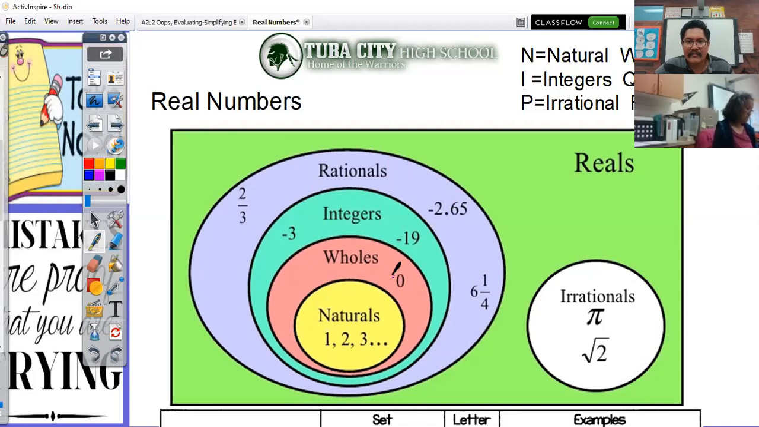So again, 0 belongs to all of these groups except natural numbers. And then you have the group over here all by itself, the irrationals. All right, so that's the only group that's somewhere outside the main group. There's also imaginary numbers too, which are not part of the real number set. I think there are a few others, like the undefined, that is not part of the real numbers.